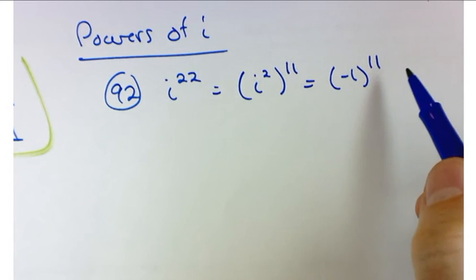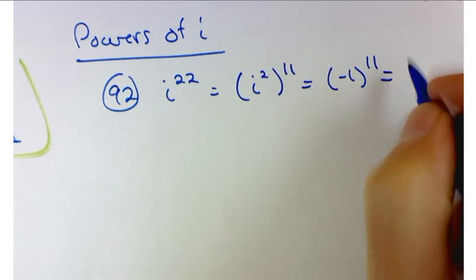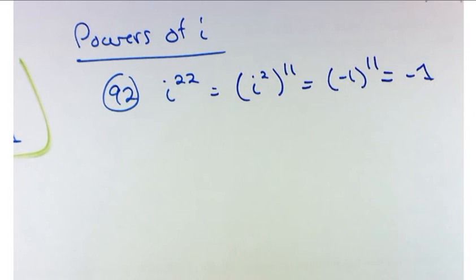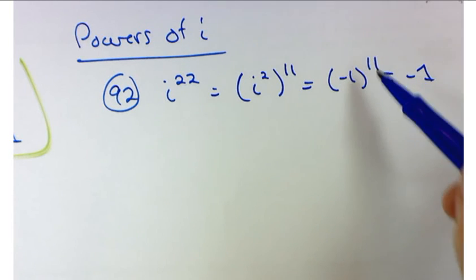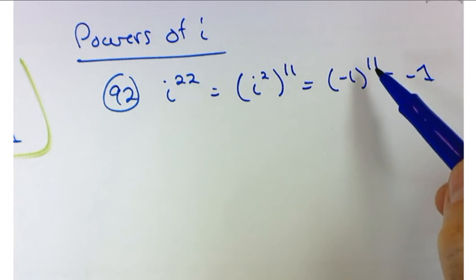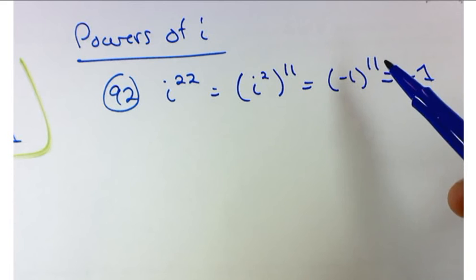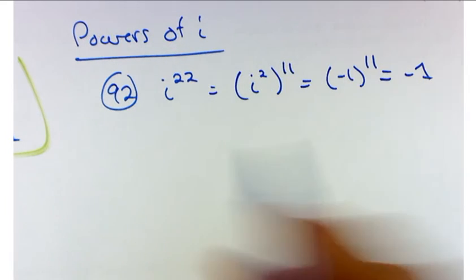Kara? Negative 1. Why negative 1 and not positive 1? Because you have an odd number here. If this was an even number, what would you get? You get a positive 1. So you're going to get a positive 1 or a negative 1 from stuff like this.